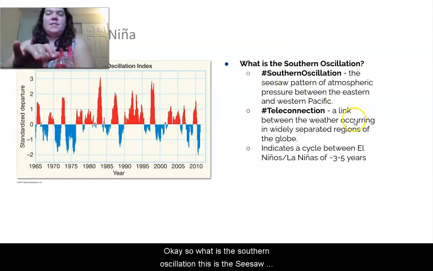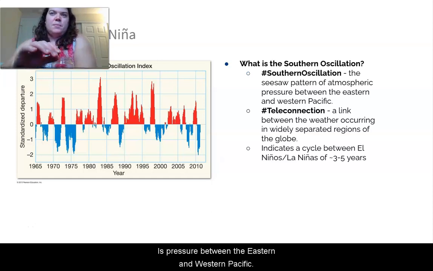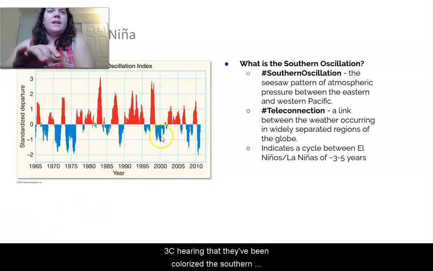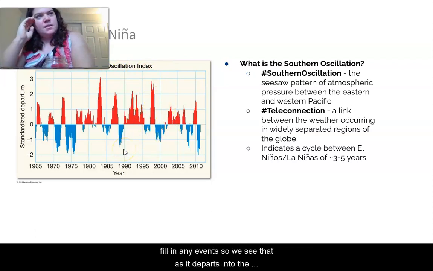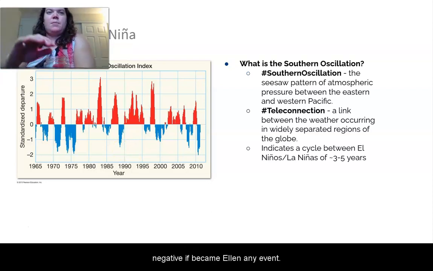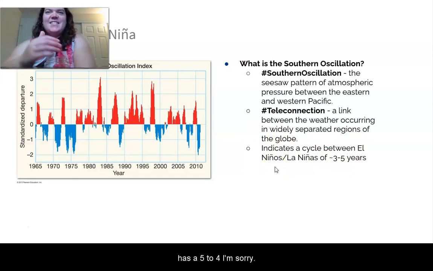Okay, so what is the southern oscillation? This is the seesaw pattern of the atmosphere and its pressure between the eastern and western Pacific. So we see here that they've been colorized, this southern oscillation index, with red for El Nino events and blue for La Nina events. So as it departs into the positive, it becomes an El Nino, and when it goes to negative, it becomes a La Nina event. These also show a cycle between El Ninos or La Ninas of 3 to 5 years.